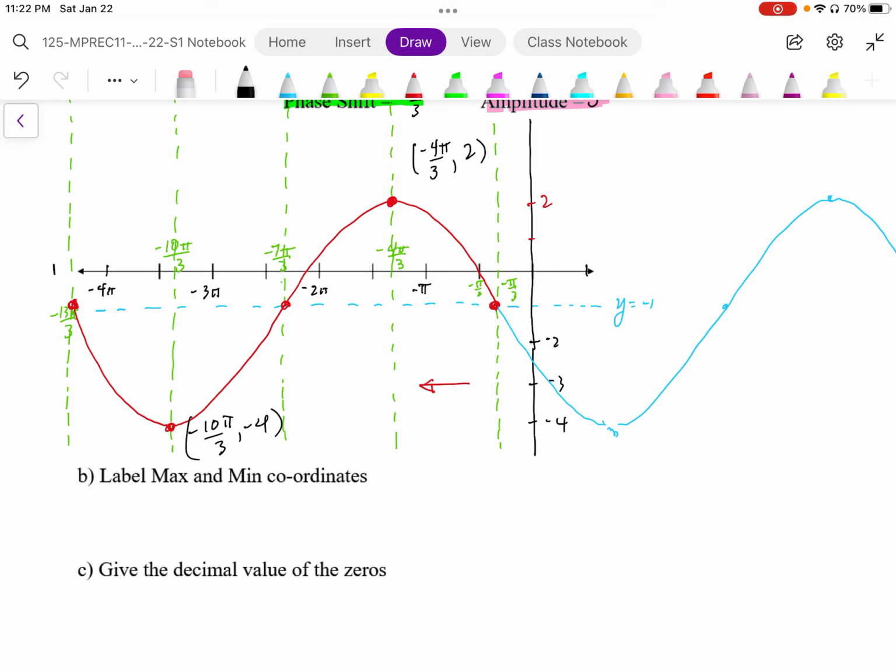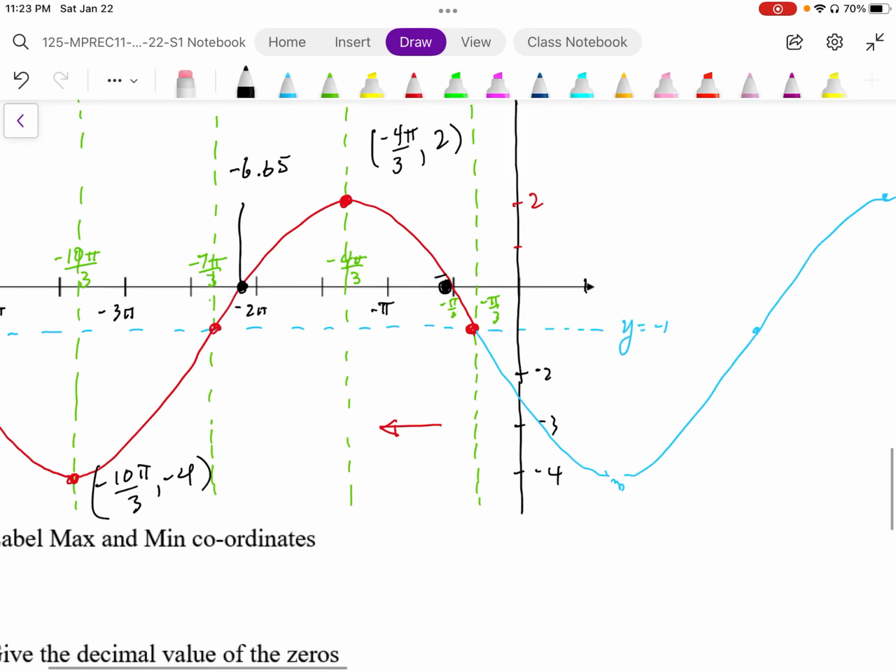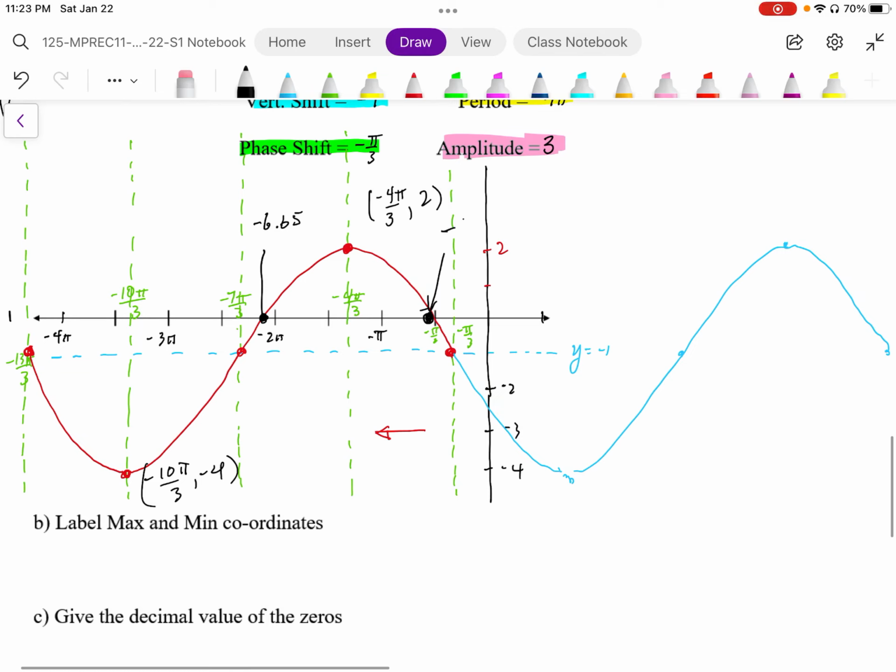So lastly, give the decimal values for the zeros. I'm going to do this in a separate video, and I will show you how we can do this algebraically. For now, I'm just going to graph it. So when I graph it, I can solve for my zeros here and somewhere around here. Off the graph, I'm getting negative 6.65 radians. And the other zero here is negative 1.73 radians. Okay, so those represent 2 zeros, theta 1 and theta 2.